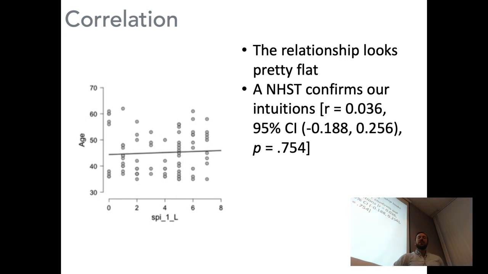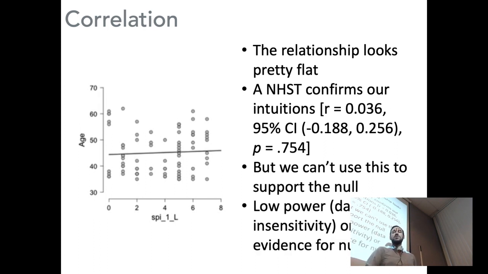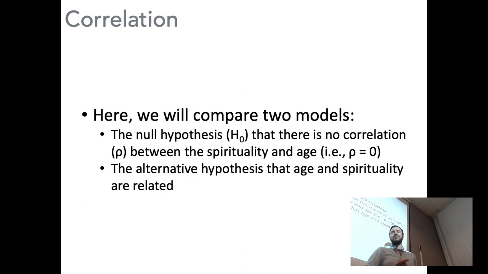Looking at the results, the p-value is 0.7, Pearson's R statistic is quite small, 0.03, and we have whiskery sort of error bars. But we can't use this to support the null. All we can say is that we failed to reject the null hypothesis, which is what brings us to our Bayesian alternatives. Looking at this, it's either low power or a null effect.